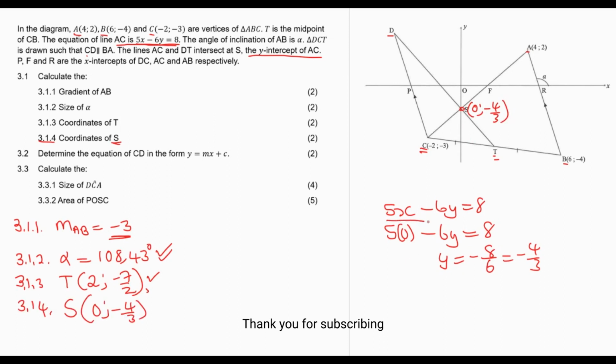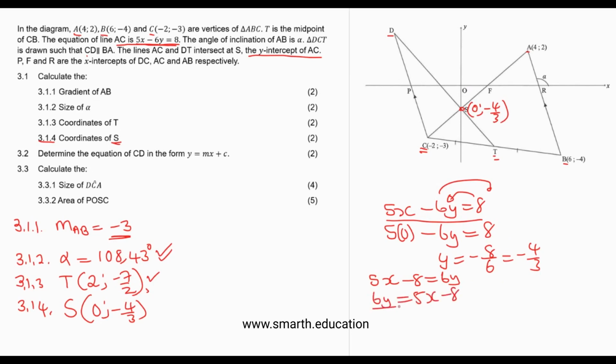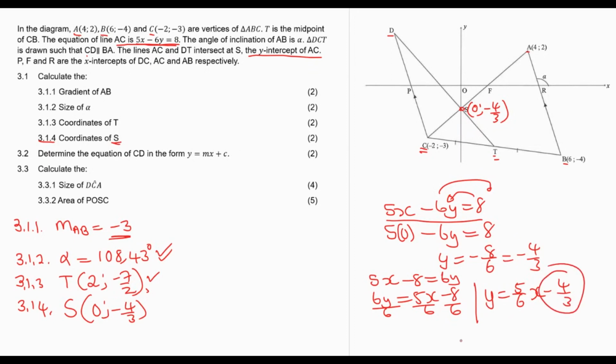Right, if you want, you can write this equation in standard form. We can bring 6y this side and then 8 this side. It becomes 5x minus 8 is equal to 6y, which is just like 6y is equal to 5x minus 8. Then divide everything by 6. You'll get y is equal to 5 over 6 x minus 4 over 3. Remember, this gives you your y coordinate of the y-intercept.